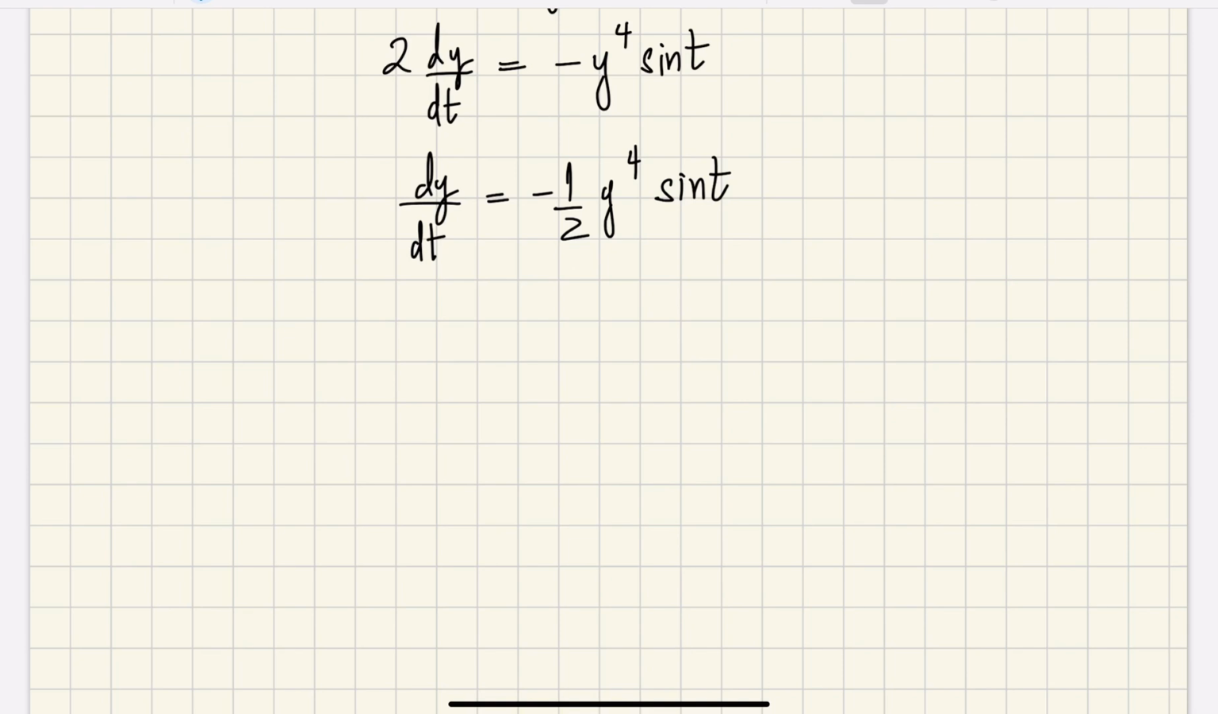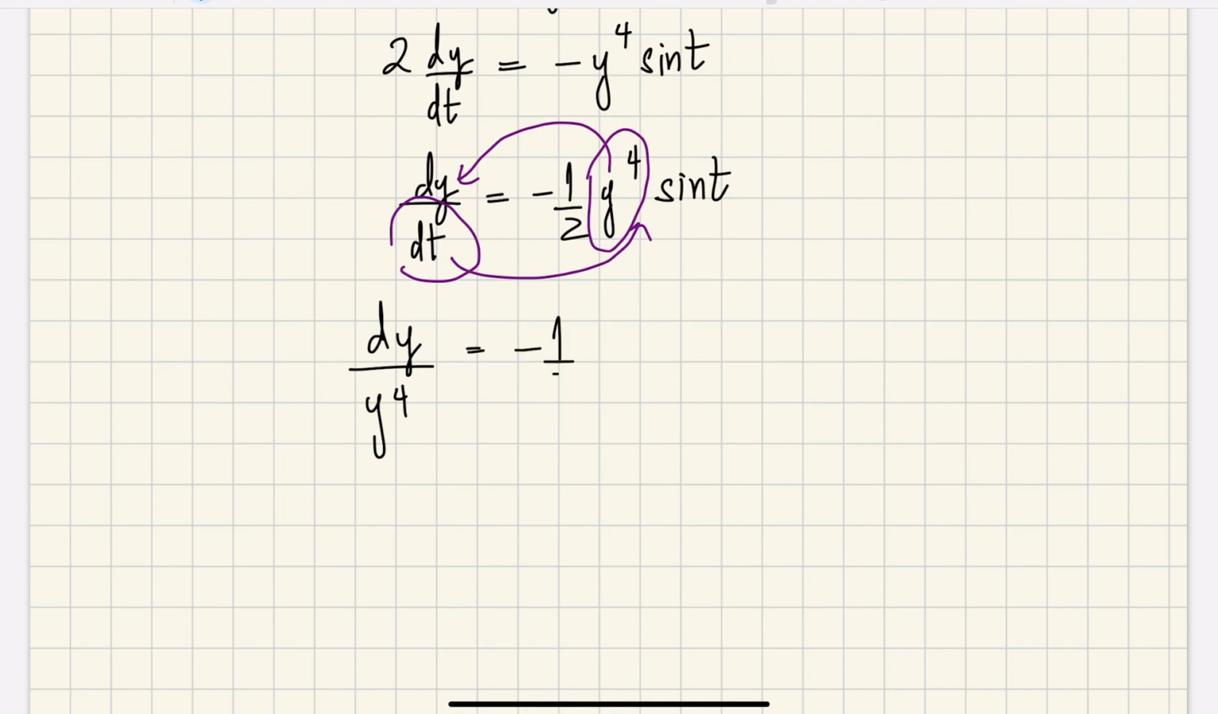As before, we're going to take these integrals, but before that, we will separate. So this dt, we'll send it here. And this y to the 4, we will send it here. So we get dy over y to the 4 is equal to negative 1 over 2 sine t dt.